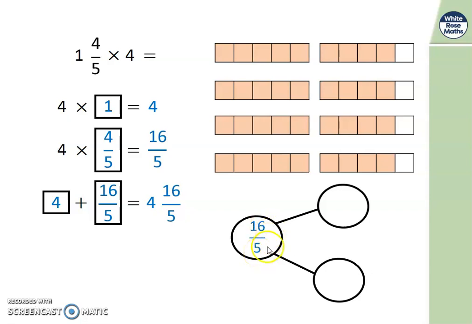5, 10, 15. So 15/5 is one that fits in, and that's the same as 3 whole ones. From 15/5 to get to 16/5 is 1 more 5th. So 16/5 becomes 3 whole ones and 1/5. Now I need to add the whole ones, which is 4 whole ones add 3 whole ones, which is 7 whole ones, and add the 5th back on. And that's the final answer.